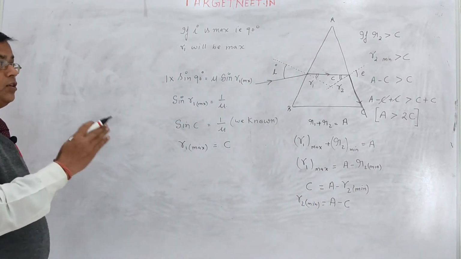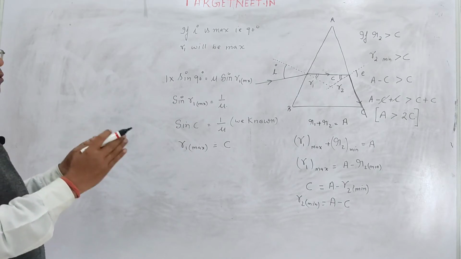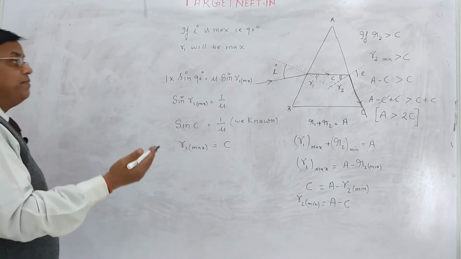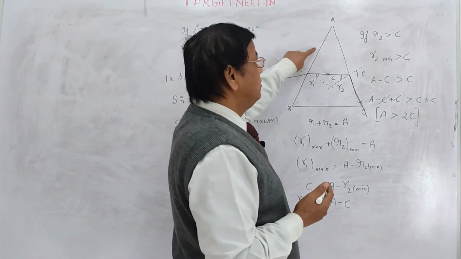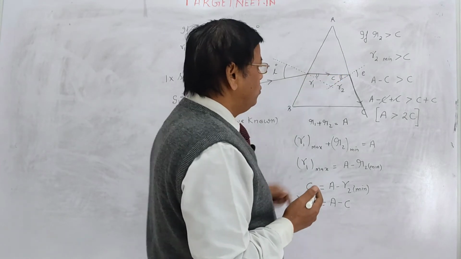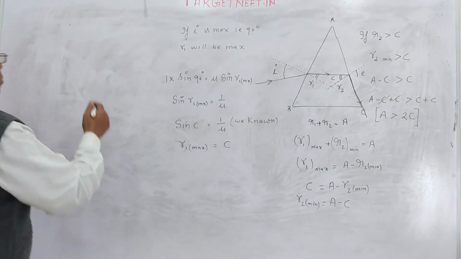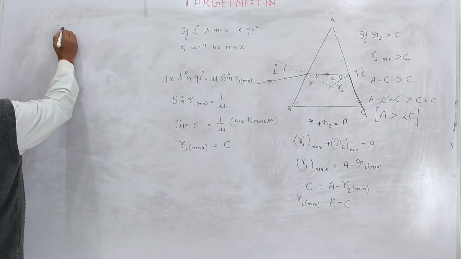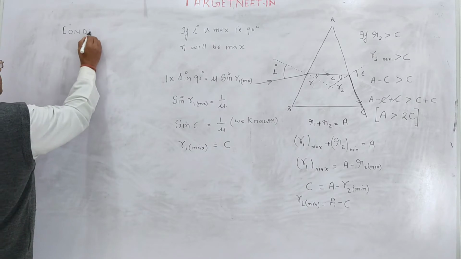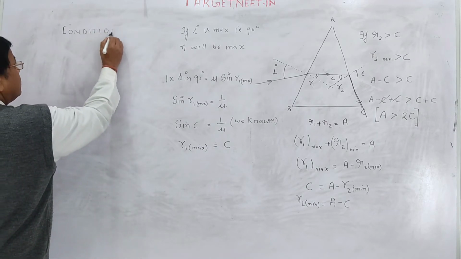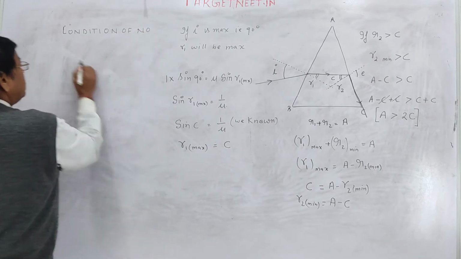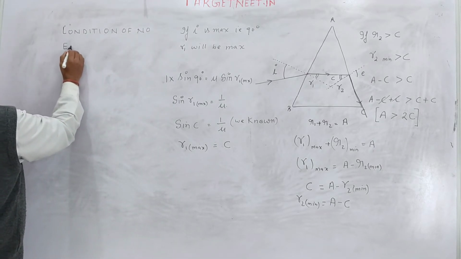So this is condition of no emergence of light from prism from face AC or from refracting surfaces. This is first refracting surface, this is second refracting surface. So this is condition of no emergence.